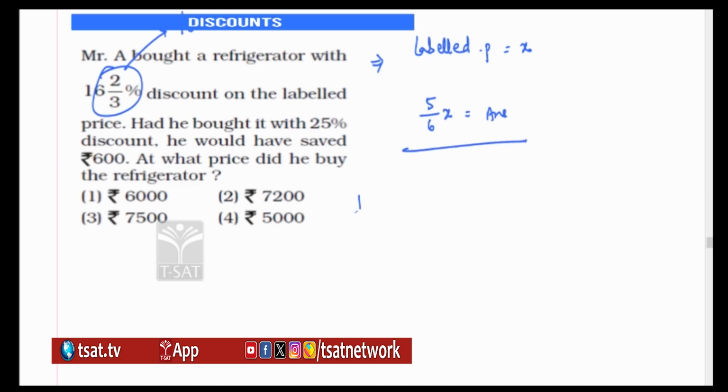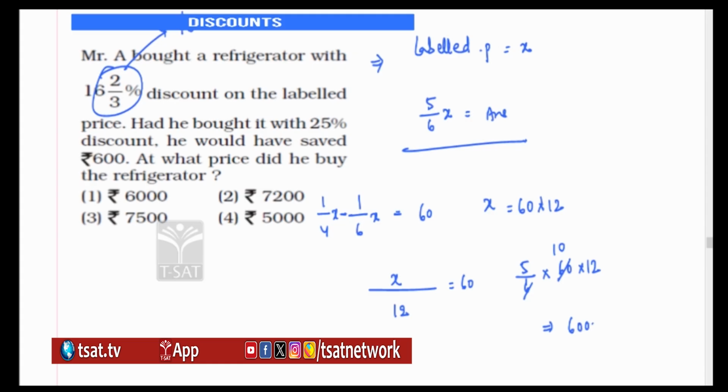But see here, 1/6 of the discount and 25% means 1/4 of the discount. What is the difference between these two? He is telling you the difference between these two discounts is 600 rupees. So 6 minus 4, or else take the LCM, which is 12. 3s are 2s are, therefore X by 12 is equal to 600. X is equal to 600 into 12. We need 5/6 of 600 into 12. 12 5s are 60. So you are buying it for 6,000.